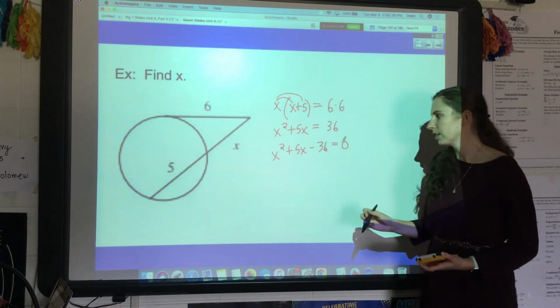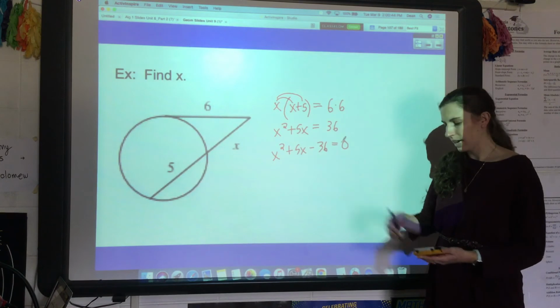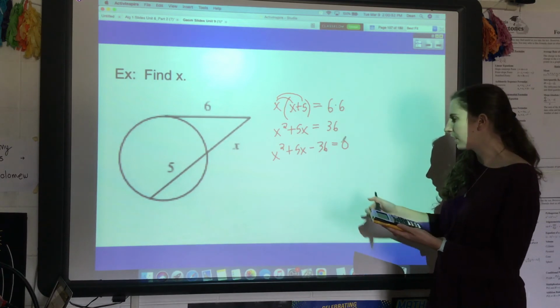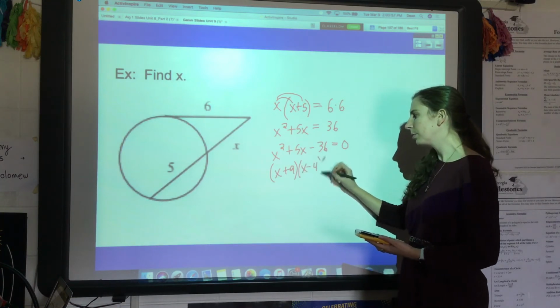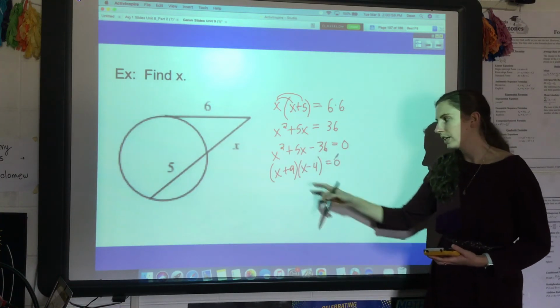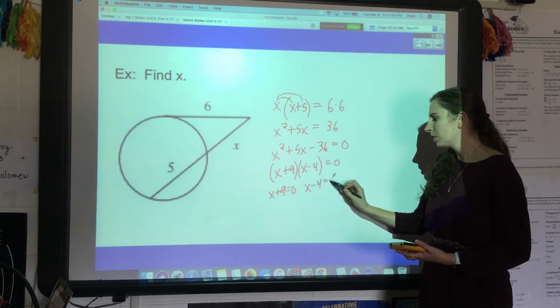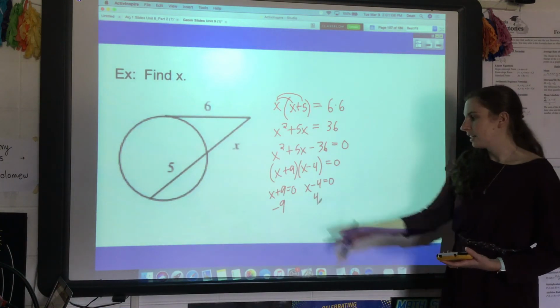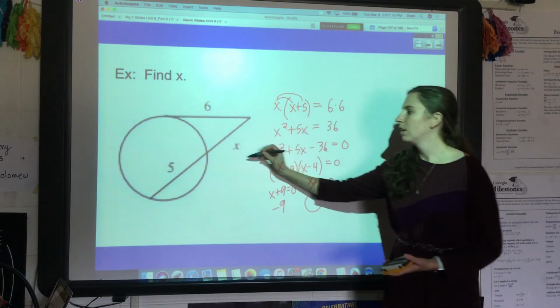I'm going to try to factor it. So what multiplies to give you 36 and adds to give you 5? That would be 9 and 4, I think, right? Yeah, 9 and 4. So x plus 9 and x minus 4 would be the factored version. And then to solve it, you set these equal to 0 and solve. So this one gives you negative 9 and this one gives you positive 4. Obviously this length can't be negative 9, so we're going to go with the positive one, 4.